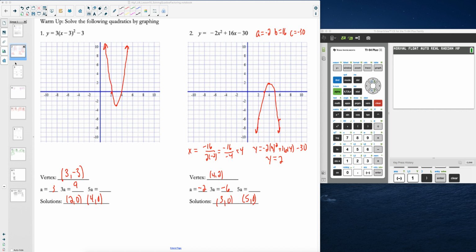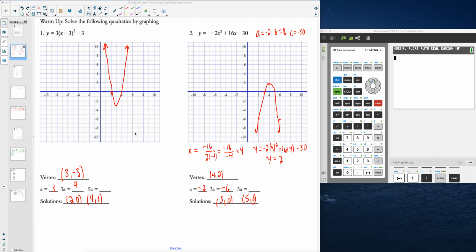It is in vertex form, so we can see the vertex clearly. So 3, -3, that's where we're going to start our graph. We can see the a value is 3, so I'm going to go up 3 to the right one, up 3 to the left one. 3a is 9, so I can go up 9 to the right one, up 9 to the left one. We get a very clean graph there.